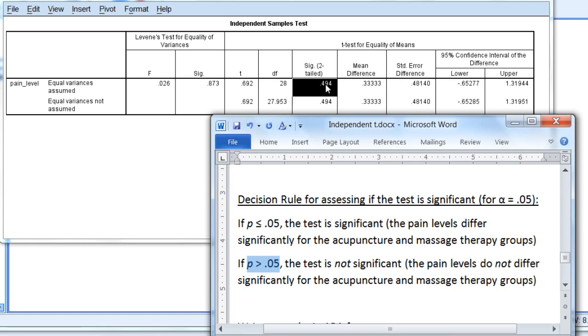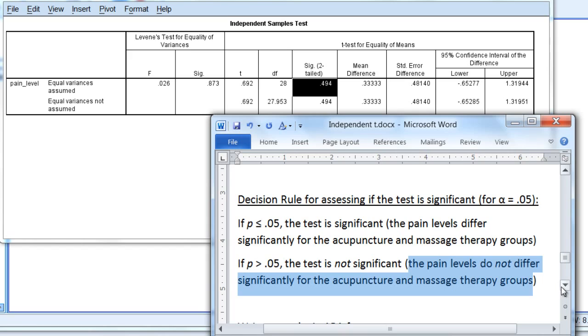We see a p of 0.494, and you should see that of these two conditions, 0.494 is in fact greater than 0.05. Therefore, the test is not significant, meaning that the pain levels do not differ significantly for the acupuncture and massage therapy groups.